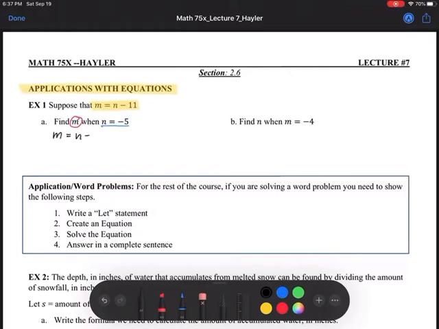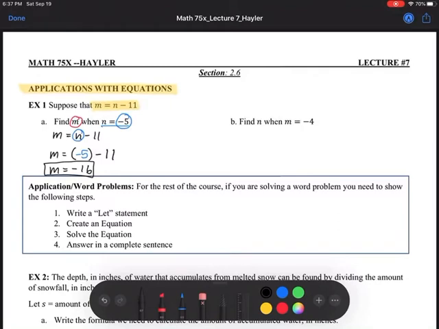M equals n minus 11. So we're going to be inputting negative 5 in place of n. We're going to substitute in that negative 5 value. All right, let's go ahead and do that. So m equals, and we're taking out n, but we know that n equals negative 5. So we're going to go ahead and substitute that in. So we made that swap. So then m equals, well, negative 5 minus 11 is going to be negative 16. So m equals negative 16.